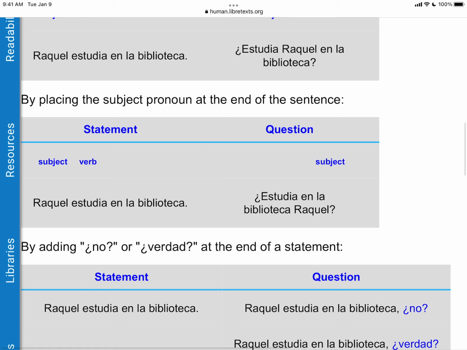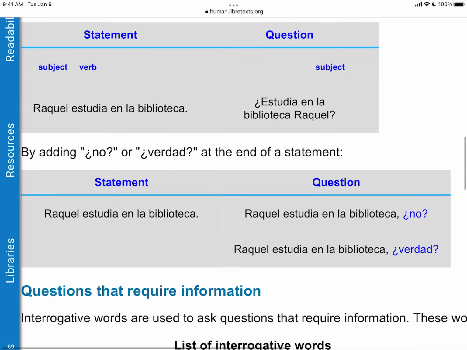Another way to do this is by placing the subject pronoun at the end of a sentence. Instead of estudia Raquel, we put ¿Estudia en la biblioteca Raquel? and her name is at the end, right? Again, question marks there.